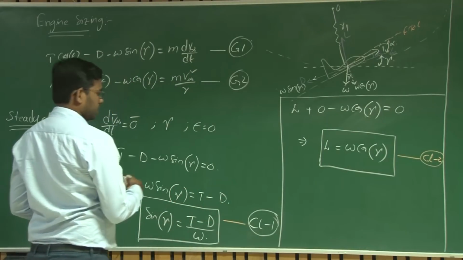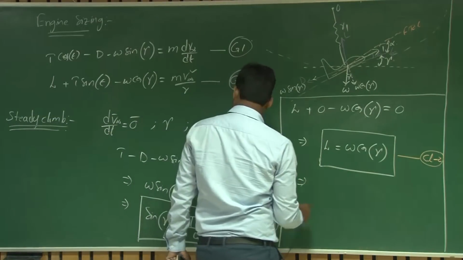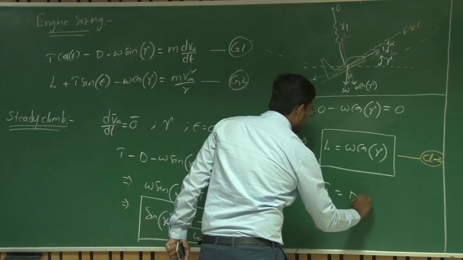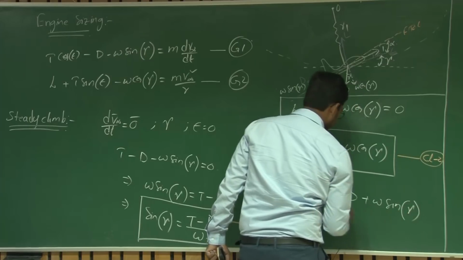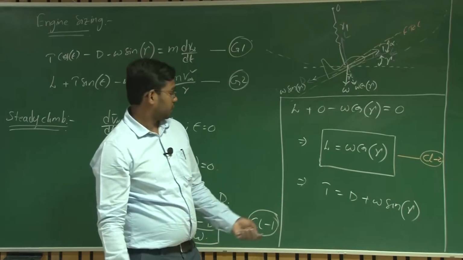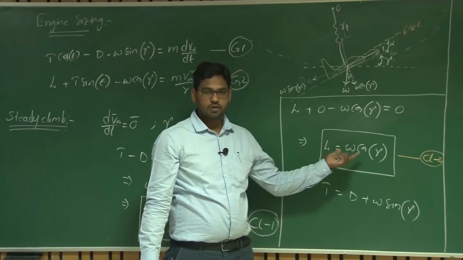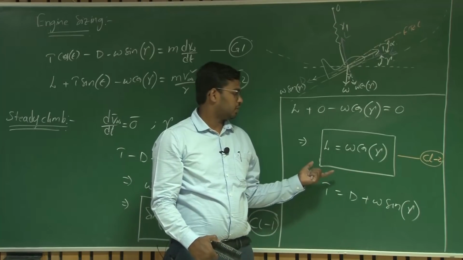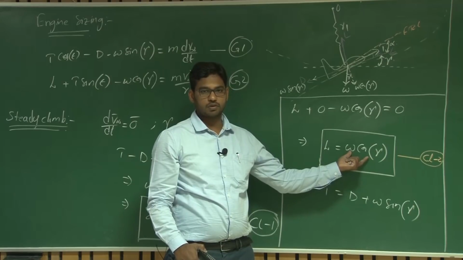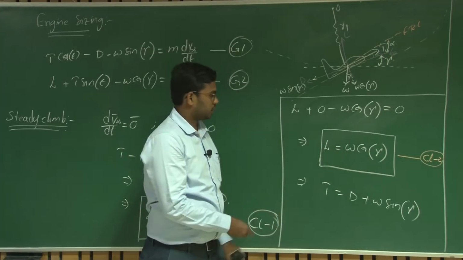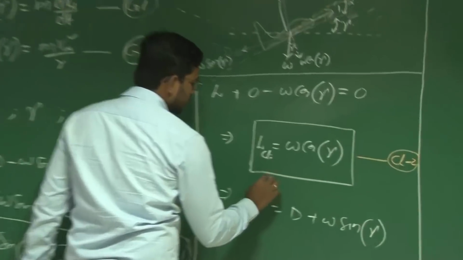So what do you observe from here? I can rewrite this equation, right? T equals D plus W sin gamma. In case of cruise, we have T equals D and L equals W. So the lift requirement during climb is less than the lift requirement during cruise, right? Because this is for climb, CL1. What is CL for cruise?